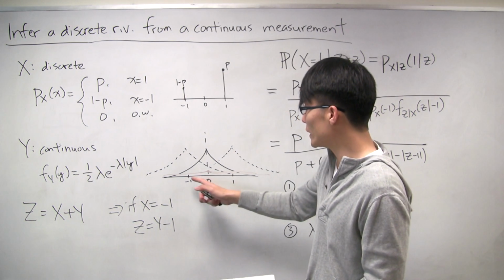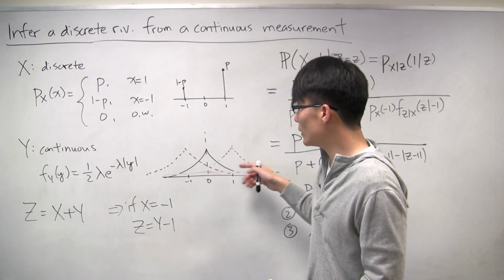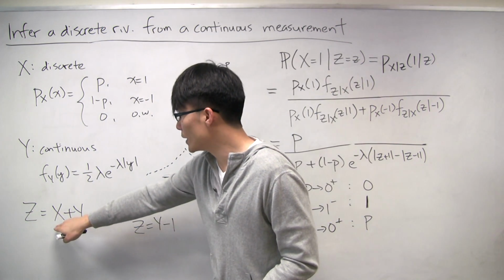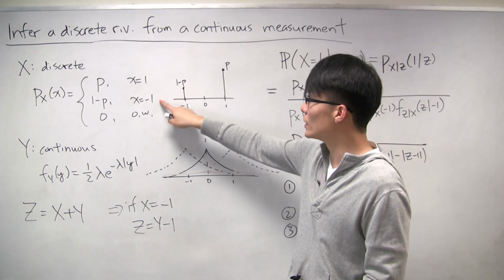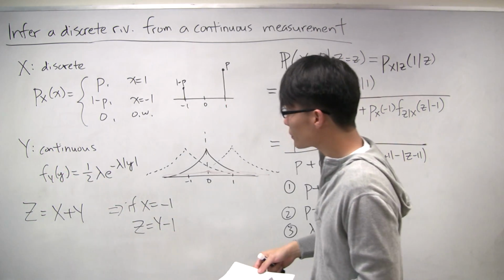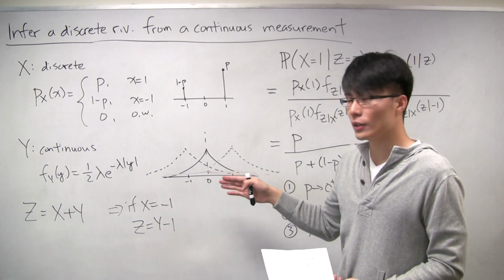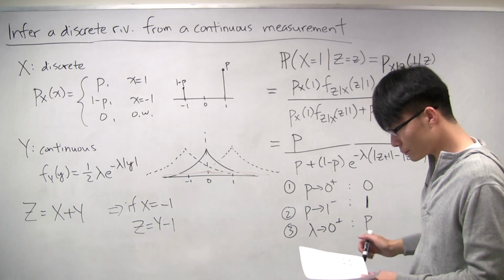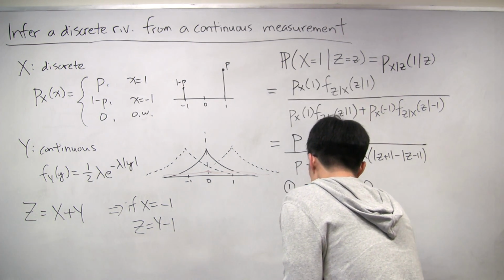And so essentially, because y has this shape, it can just as likely take on any value that complements either x being equal to 1 or x being equal to -1 to make z equal to whatever value you observe. And so because of that, in this case, y is not very informative, and so this probability is still just equal to p. Now the last case is when lambda goes to infinity.